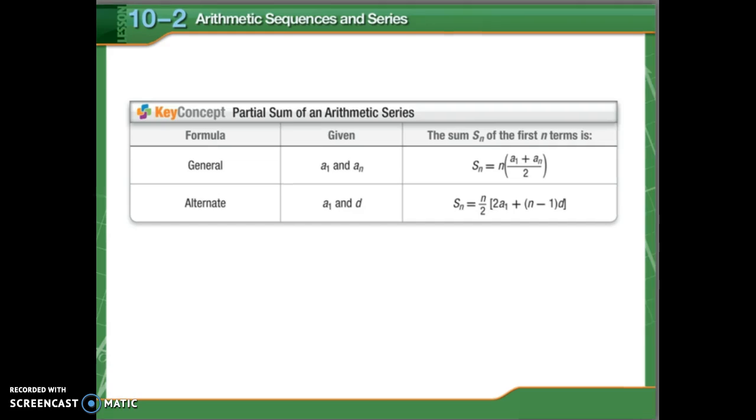Okay, the next concept is the partial sum of an arithmetic series. There's 2 formulas to look at this, 2 ways of expressing the formula based on what you're given at the beginning of the problem. If you're given a1 and an, you're going to use the formula n times (a1 plus an) over 2 to find the sum of the first n terms. If you're given a1 and the common difference, you're going to use the formula for the sum is n over 2 times (2a1 plus (n minus 1) times d).